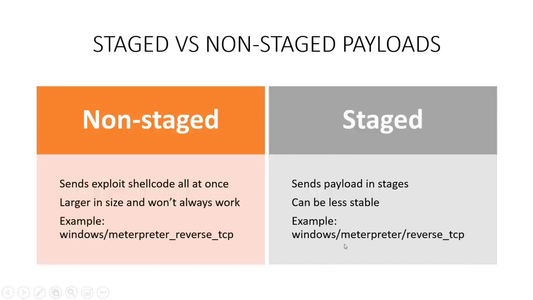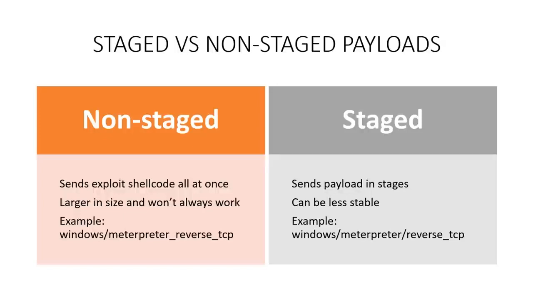What's happening? It's saying, hey, stage 1, stage 2. What's happening here? It's saying, hey, let's send this all at once. So this is going to become very important very quick, as we will attempt an exploit here very soon and it's not going to work. And then we're going to change the payload and it's going to work beautifully.